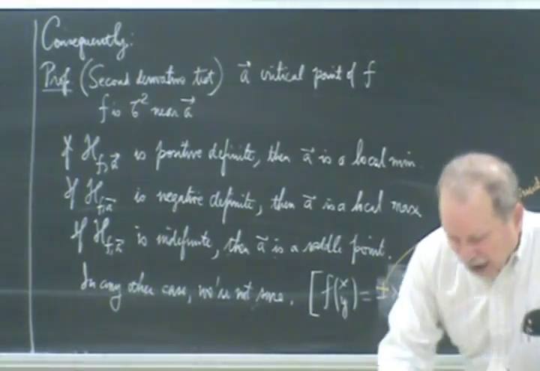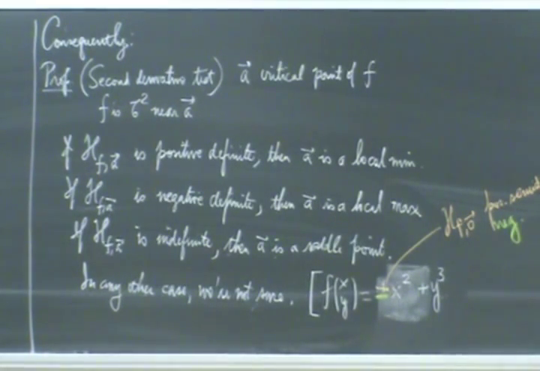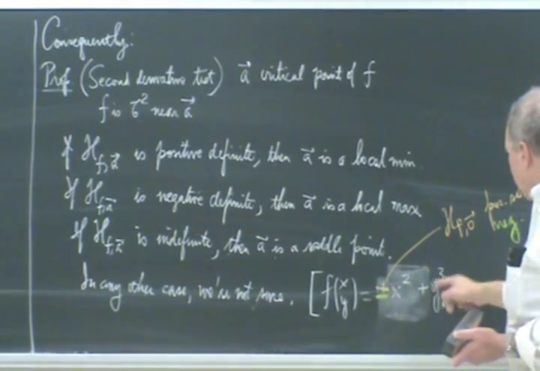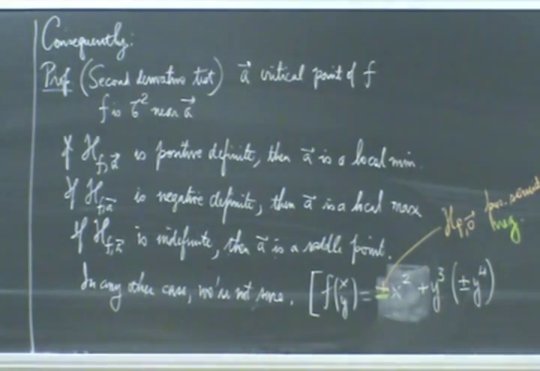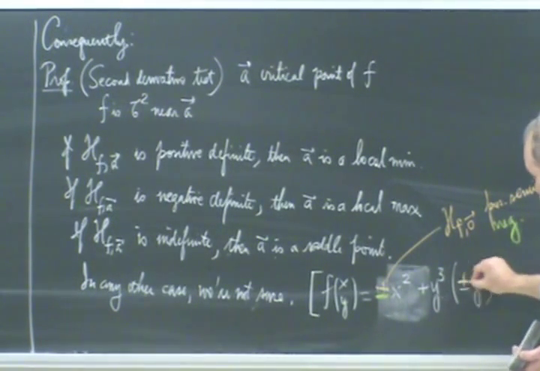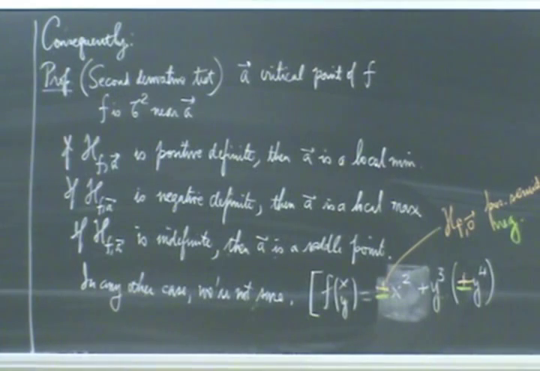And I could put a minus here, and then it would be negative semi-definite, and it could still be a saddle. But all I have to do is change the y cubed to plus or minus y to the fourth. If you have plus x squared plus y to the fourth, it's a local min. If you have minus x squared minus y to the fourth, it's a local max. And you can't tell any of these apart from just looking at the Hessian at 0. So with the Hessian at 0 being positive semi-definite, it could be a local min or a saddle. If it's negative semi-definite, it could be a local max or a saddle. And I could make it worse.